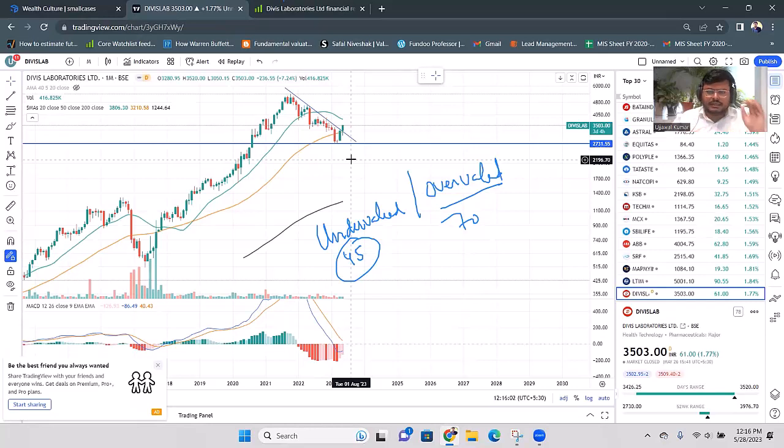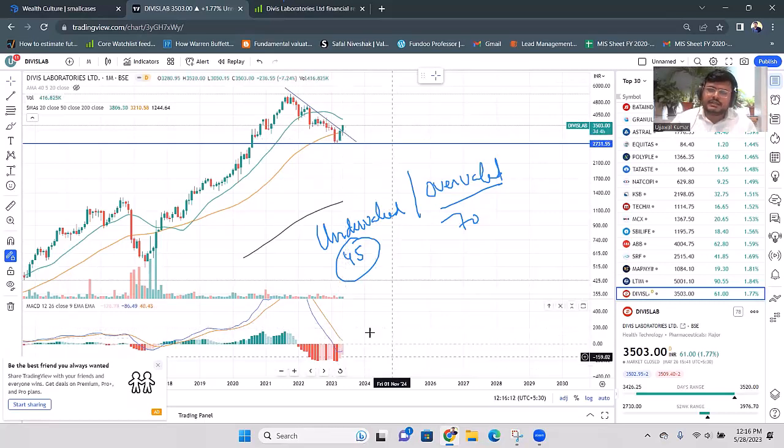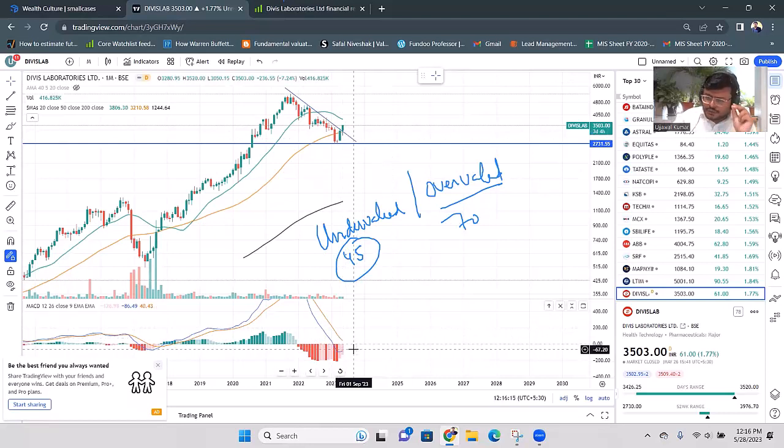So if I do want to buy DVs, then this is a good price for me to buy some quantity of DVs right now. I'm not saying if I have 100 rupees, I'll put all my 100 rupees in one go. Like I said, my MACD indicator is yet to give me a sign of a very clear uptrend.